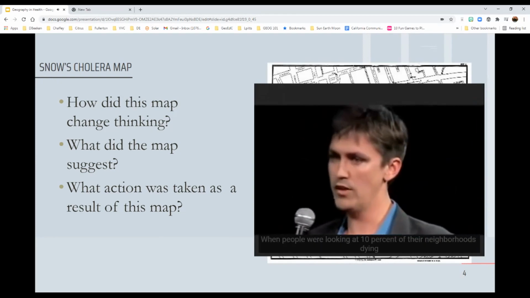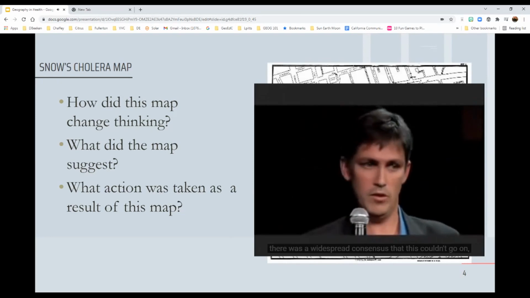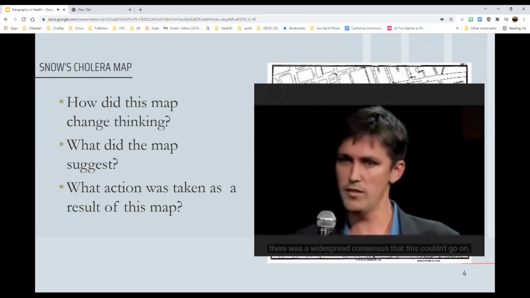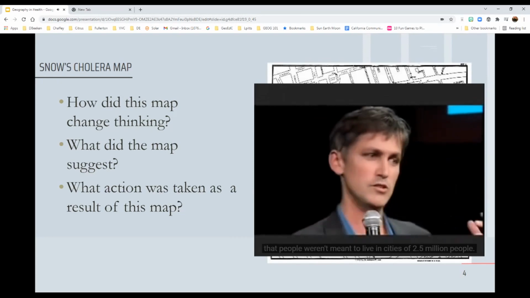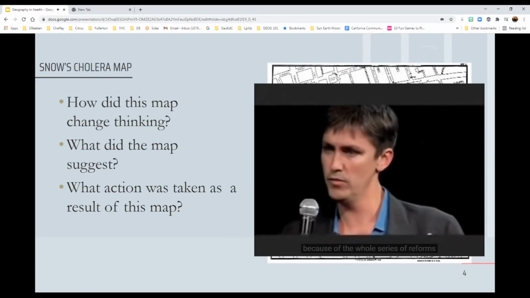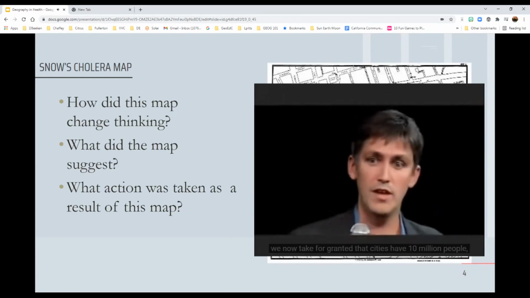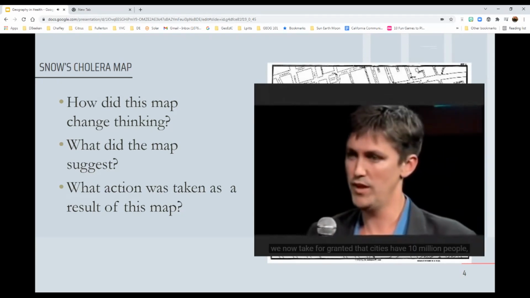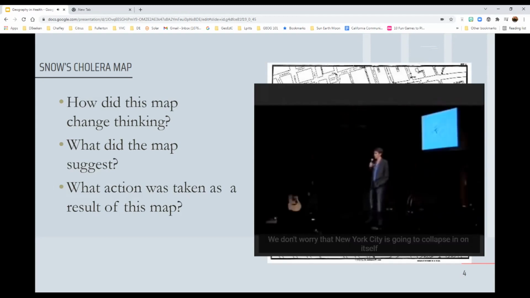When people were looking at 10% of their neighborhoods dying in the space of 7 days, there was a widespread consensus that this couldn't go on, that people weren't meant to live in cities of 2.5 million people. But because of what Snow did, because of this map, because of the whole series of reforms that happened in the wake of this map, we now take for granted that cities of 10 million people, cities like this one, are in fact sustainable things. We don't worry that New York City is going to collapse in on itself quite the way that Rome did and be 10% of its size in 100 years or 200 years.